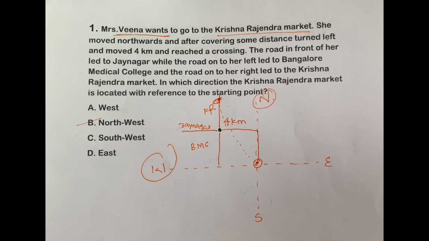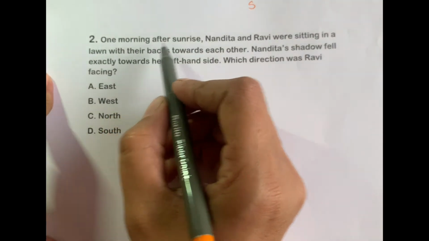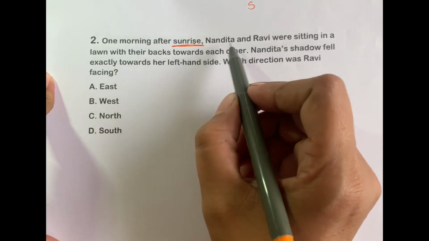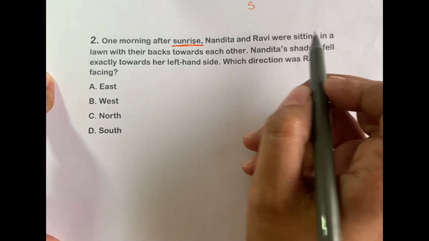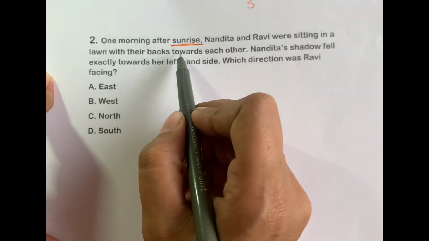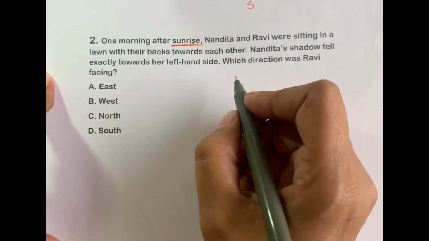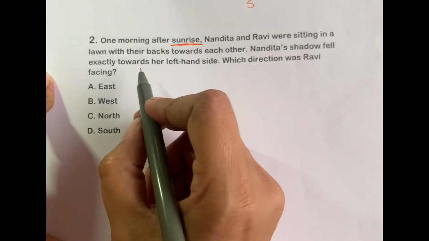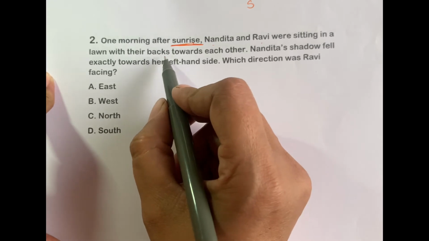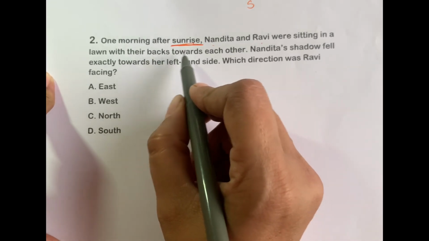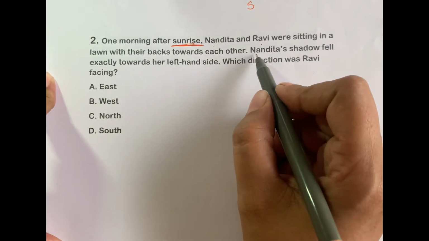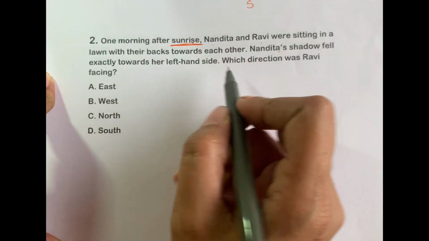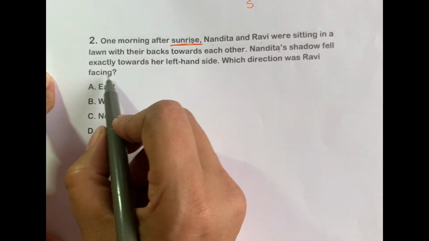Moving on to the next question. One morning after sunrise, note this word sunrise, Nandita and Ravi were sitting in a lawn with their backs towards each other. So there are two people, Nandita and Ravi, and they are sitting in the lawn with their backs towards each other. Then Nandita's shadow fell exactly towards her left hand side. Which direction was Ravi facing?